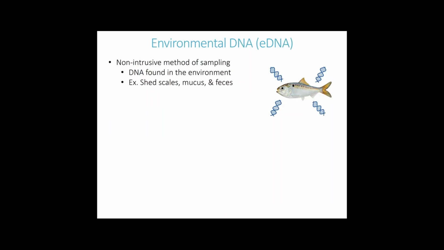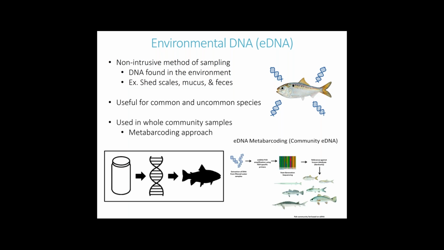So this is where I came in. I wrote a proposal for wildlife and fisheries to assess, using this new technique at the time, environmental DNA, a non-intrusive method that focuses on filtering water and capturing free DNA in the environment. It's useful for both common and uncommon species. It's non-destructive. And with the approaches that we have available now, we can get a whole community or a whole fish assemblage from one set of water samples from a reef. So we've employed an eDNA metabarcoding approach where we can get a whole snapshot of the fish assemblage or fish community with one water sample.